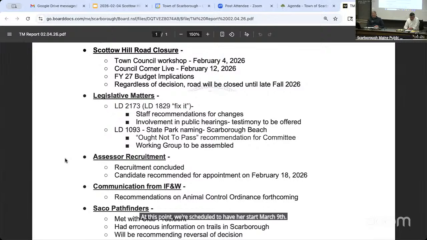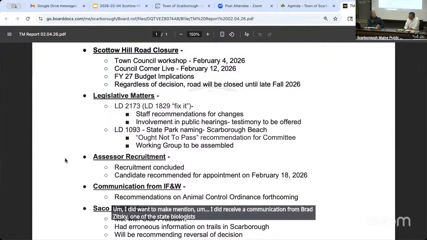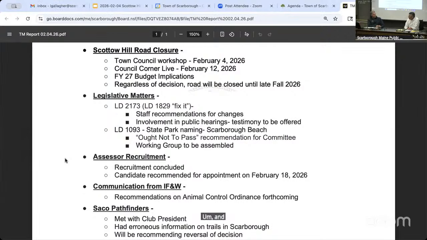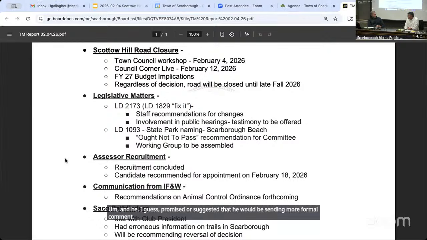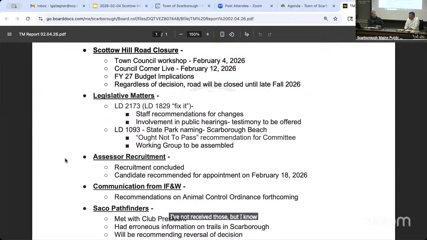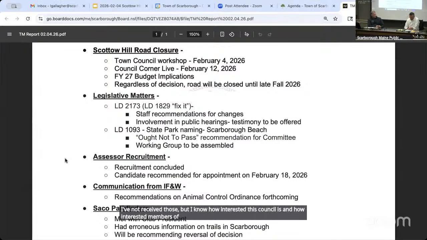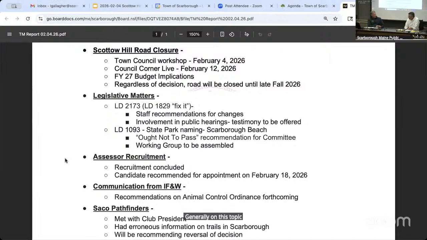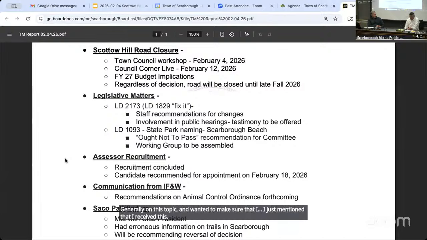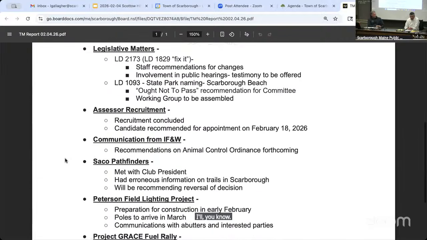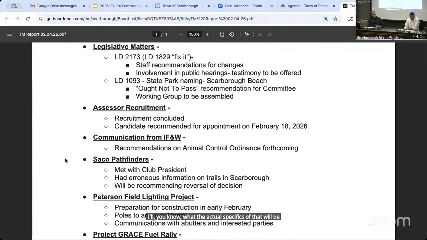I did want to make mention, I did receive a communication from Brad Zitsky, one of the state biologists with Ivan W. And he, I guess, promised or suggested that he would be sending more formal comment. I've not received those, but I know how interested this council is and how interested members of our public are generally on this topic, and wanted to make sure that I just mentioned that I received this. What the actual specifics of that will be remain to be seen, and therefore what action, if any, remains to be seen. So I'll keep you advised as this moves forward.